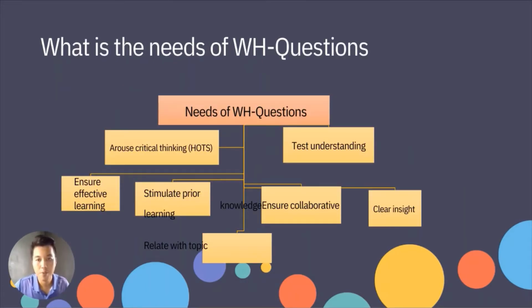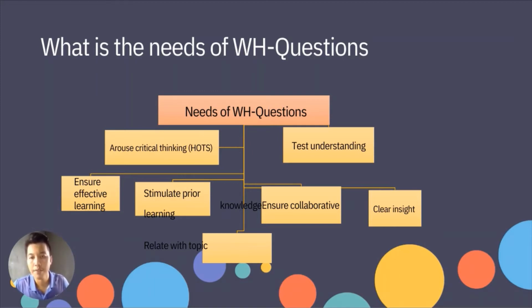So next one we have what are the needs of WH questions. There is something wrong with the slide, but it's okay. You can keep going. I think you can still read this. So what is the need of WH questions? Number one, we have 7 here. There are a lot actually, but I think these 7 are more to what we can do for case-based learning.